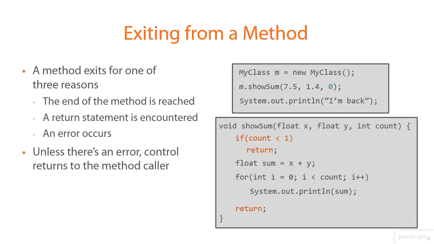So in this case, what would happen is we call showSum, control is passed into showSum, we check count, which is 0, so we simply exit back out and print our "I'm back". We end up not doing all that work that we weren't going to use anyway. So the return statements can be placed anywhere inside your method that makes sense for the work that you're doing.